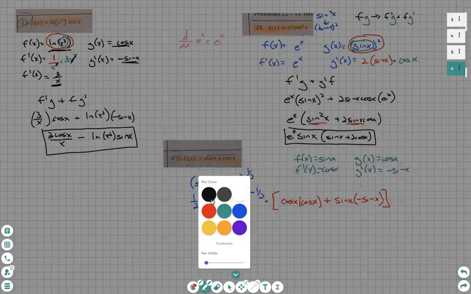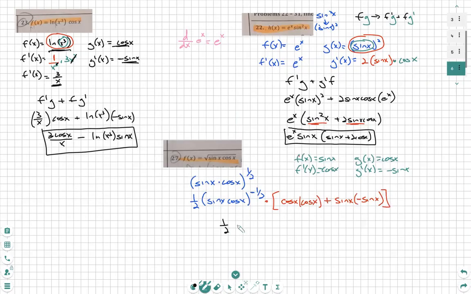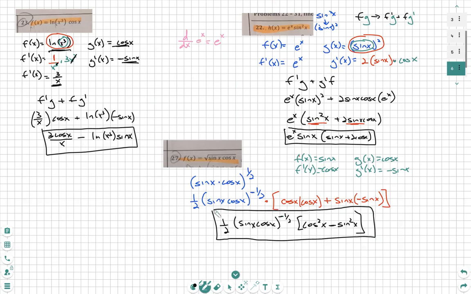And then we are pretty much done. Sine of x cosine of x, to the negative 1/2, times cosine squared of x minus sine squared of x. I wouldn't simplify that any further because it just gets too messy. I'd probably keep it there, unless you know your double angle identities, then you can plug that in. But again, I don't think that really simplifies it further.